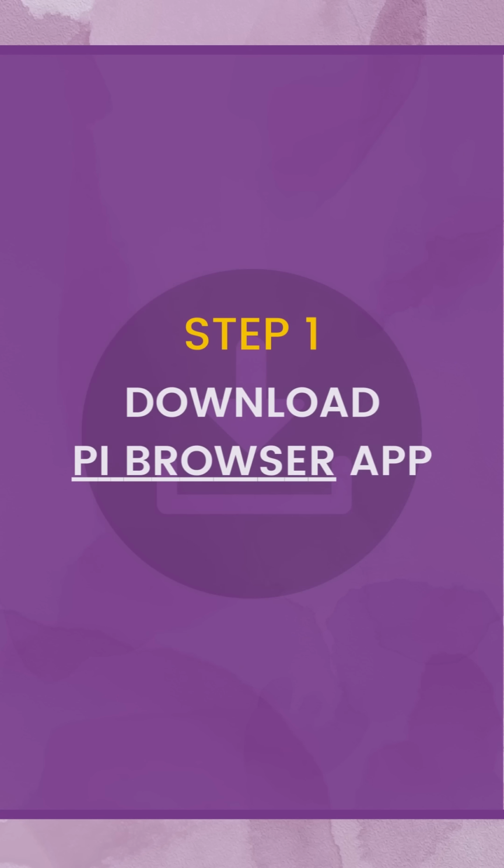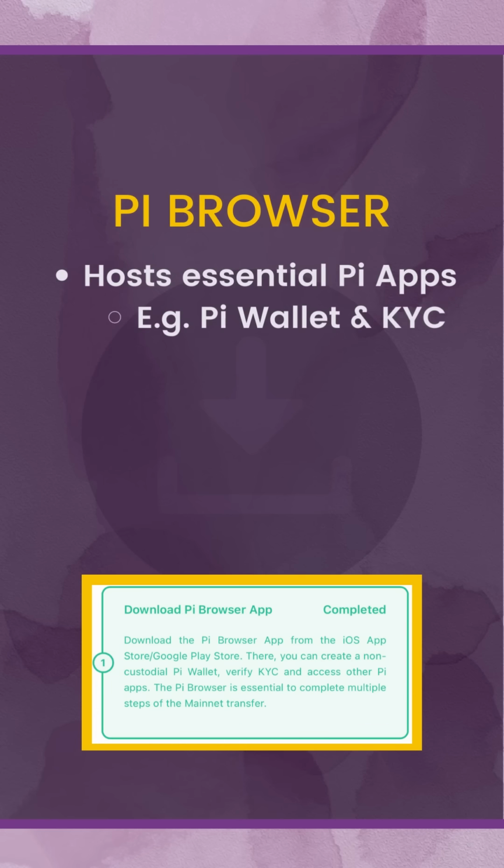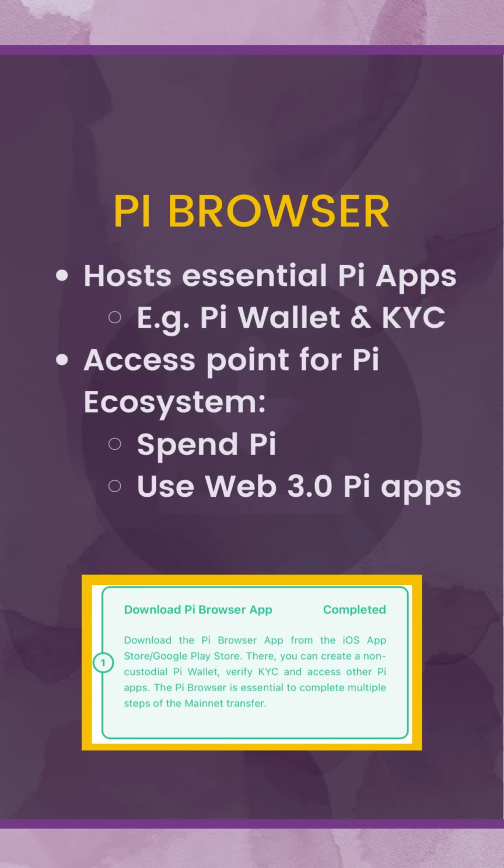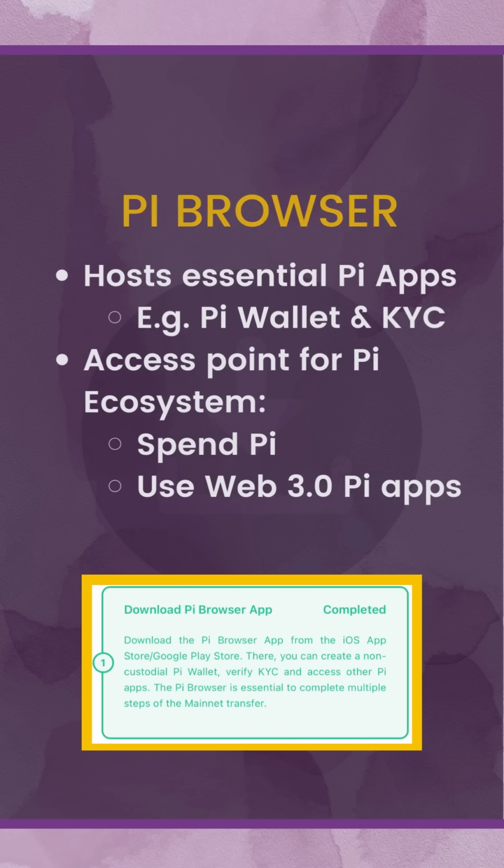Step 1. Download the Pi browser app. Essential ecosystem Pi apps such as the Pi Wallet and the Pi KYC are available on the Pi browser, which can be downloaded from the iOS App Store or Google Play Store. This is your one-stop access point for the Pi ecosystem, where you'll be able to spend Pi for goods and services and use Web 3.0 Pi apps whose backend interacts with the Pi mainnet.